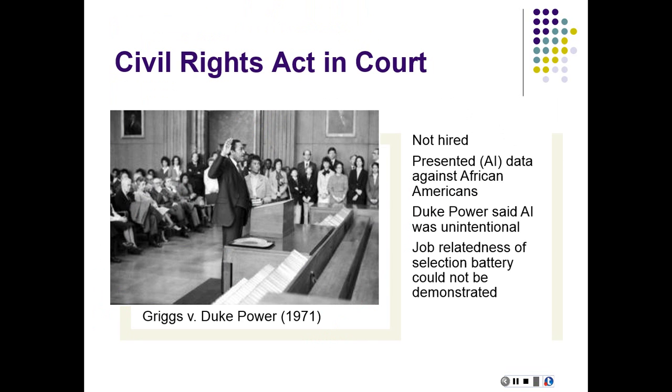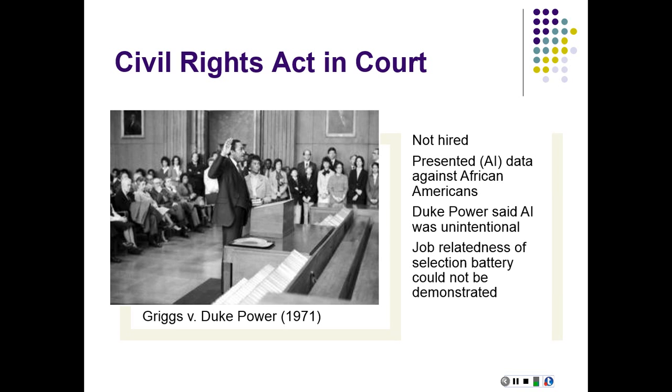In 1971, Griggs sued Duke Power, which is in North Carolina. He wasn't hired for the job that he applied to, and he presented adverse impact data that showed that there weren't very many African Americans working for the power company. And Duke Power said, well, those numbers were unintentional. We weren't doing it on purpose. But they were found to have been discriminatory because their selection battery was not really directly job related. The selection battery was determining who they were hiring, and the court said, your selection battery doesn't really seem to have that much to do with the job. So get a better selection battery and stop discriminating, right?